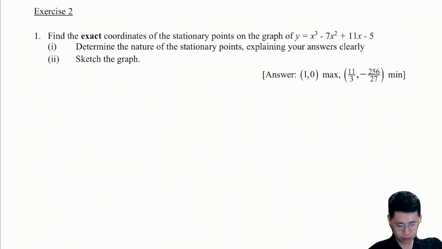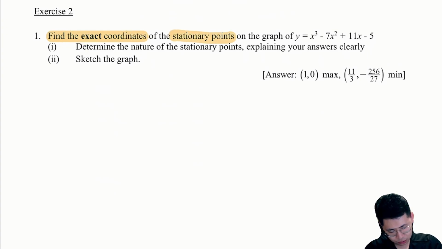So moving on to exercise 2. Now we are going to find the exact coordinates of the stationary points on the graph of y equals x cubed minus 7x squared plus 11x minus 5. The first thing that we need to do is find the exact coordinates of the stationary points. This is one thing that we shouldn't miss, even though it's in the question stem. Afterwards, determine the nature of the stationary points, and then sketch the graph. So we have a few instructions to do.